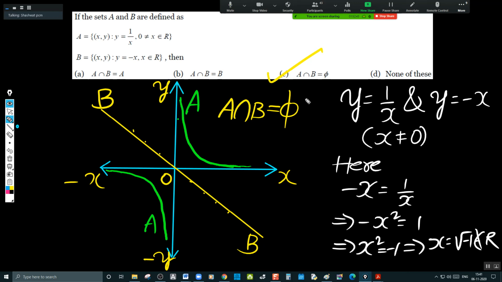Sir, can we solve this by Venn diagram method? Is it possible? No, it will not be. Why? Because it is not a limited set. What I mean to say, it's not a finite set, please. Understood?